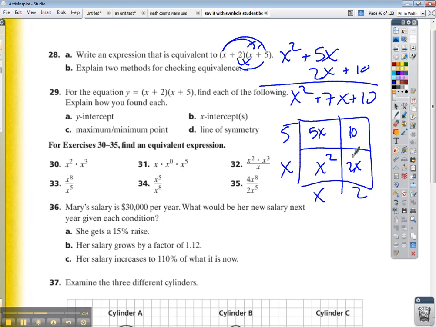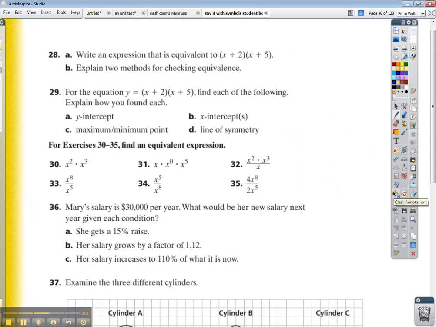For number 29, this is a great question. This is going back to frogs, fleas, and painted cubes and finding the y-intercept, the x-intercept, minimum, and line of symmetry. In this case, it will be a minimum, not a maximum. So we have our factored form equation here. I'll write it right here: x plus 2 times x plus 5, and that's equal to 0. We're going to need that for our x-intercepts.